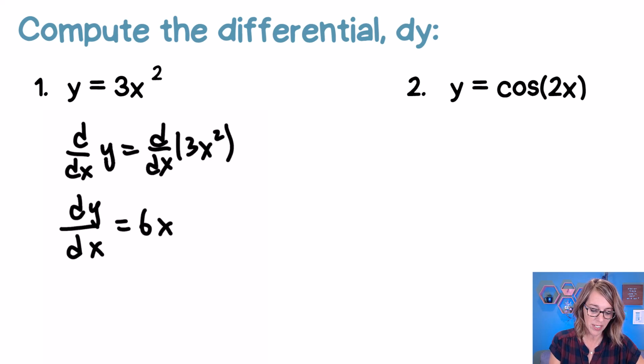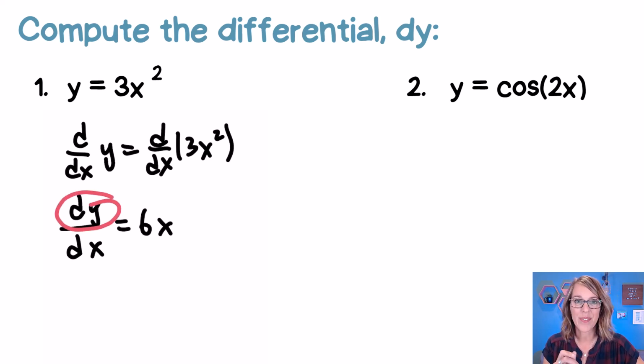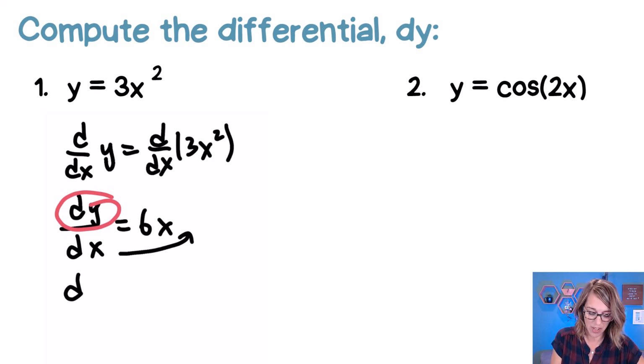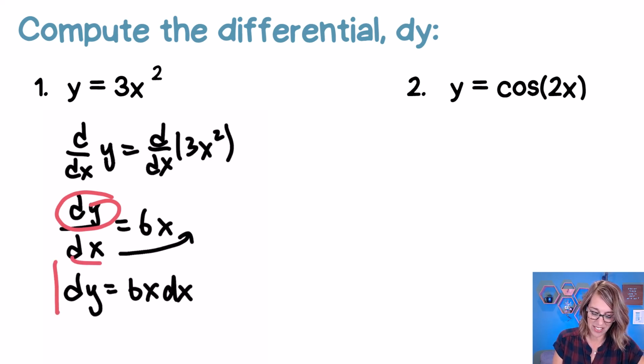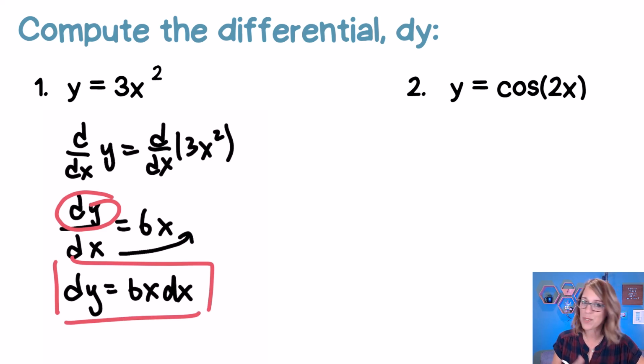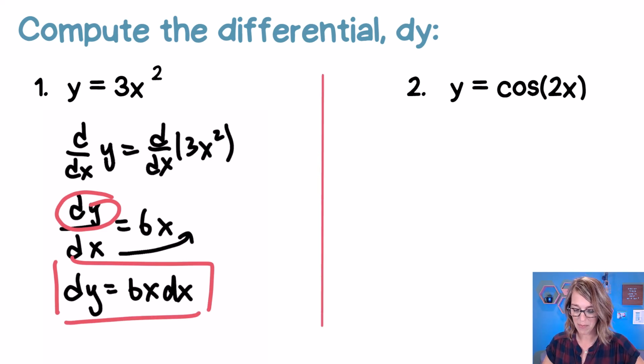Now here's where we separate out that differential in terms of y. I'm going to multiply both sides by dx. So we end up with the differential dy is equal to 6x dx. I've got another example that I want to do, really similar. I'm going to do the same thing.